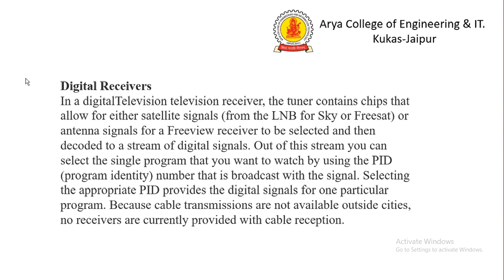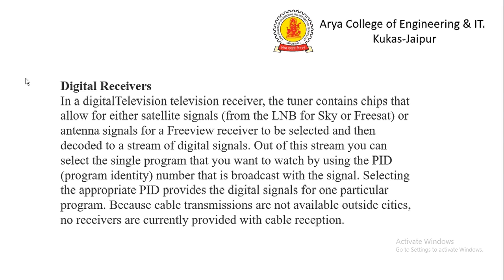Because cable transmission is not available outside cities, most receivers are currently not provided with cable reception. So basically, in a digital television receiver, the tuner contains chips that allow for either satellite signal or antenna signal for a free view receiver to be selected and then decoded to a stream of digital signals.